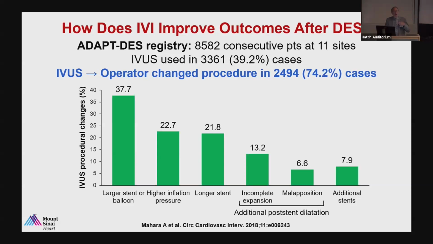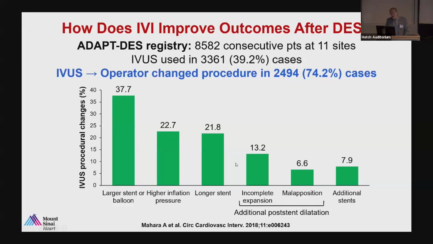international study of 8,582 patients, all comers undergoing PCI with drug-eluting stents, and intravascular ultrasound was used in about 39.2% of those cases, and we carefully tracked the changes that IVUS leads to. And what IVUS does, and same thing OCT, is it changes what the operator does in about 3/4 of the cases. They use either larger stents or larger balloons. They go to higher inflation pressures.